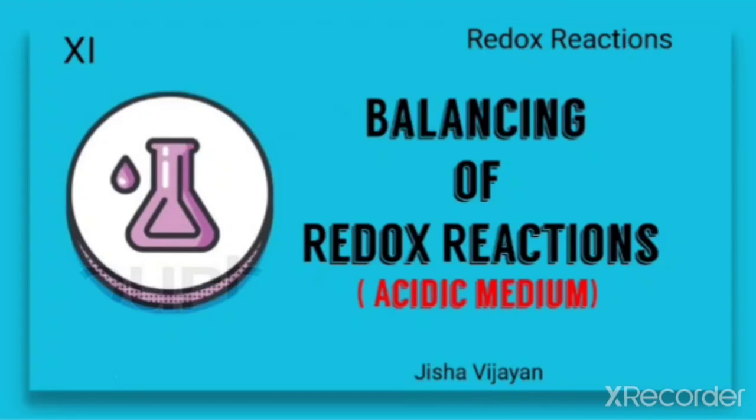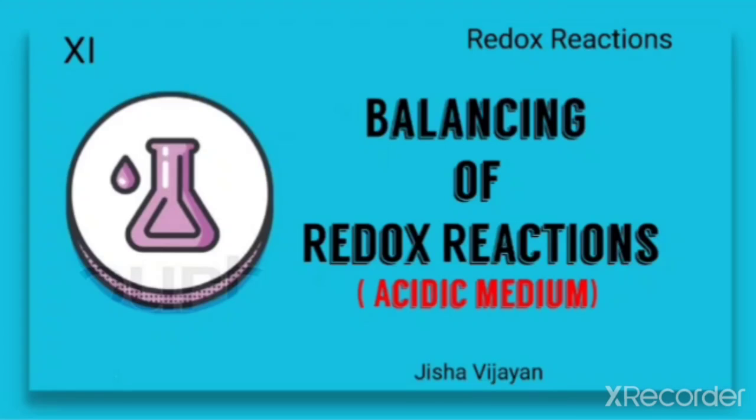Hello students, in this video we are going to discuss the balancing of redox reactions. That means if a redox reaction is given to us, how do we balance it? We do that by the oxidation number method. If a redox reaction is given and the medium is acidic, how do we balance it? That is what we are going to discuss here.